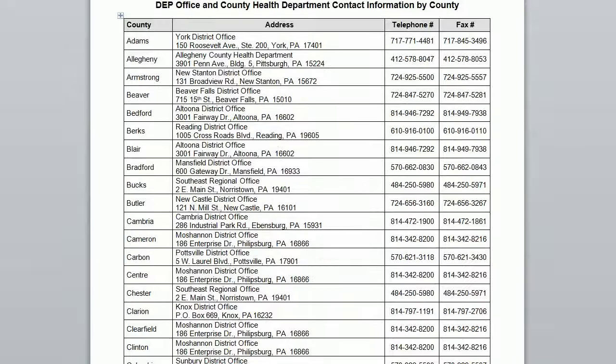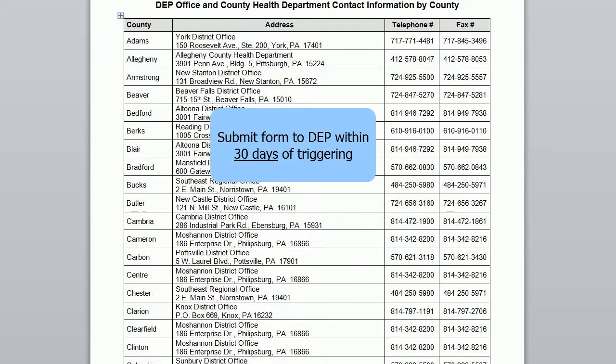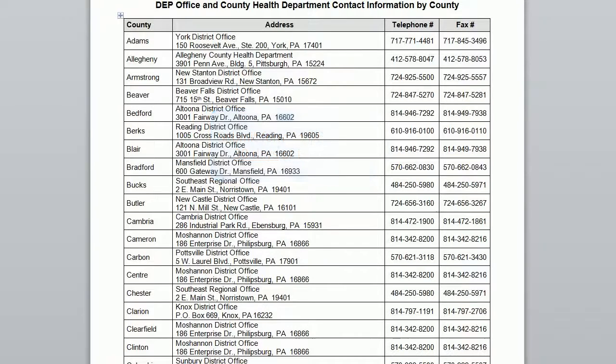The completed form must be submitted to DEP within 30 days of triggering the Level 1 assessment. For questions with completing the form, please contact your local DEP sanitarian. Again, you can use the address list on pages 10 to 12 for the local DEP office information.